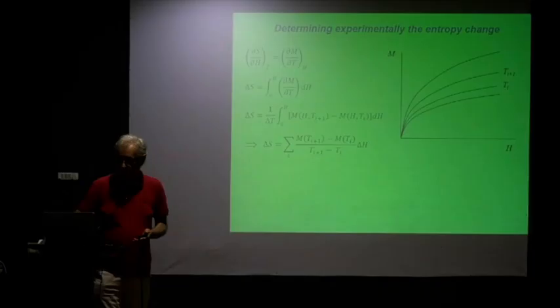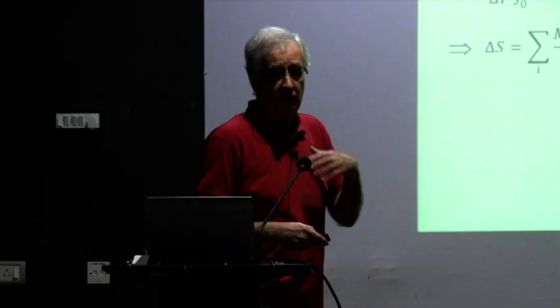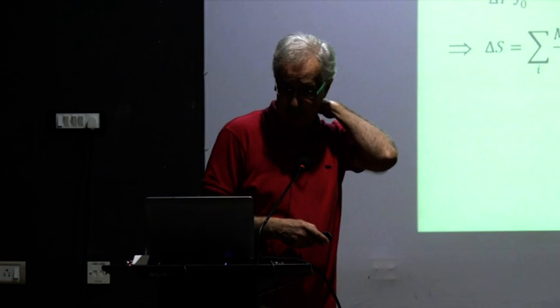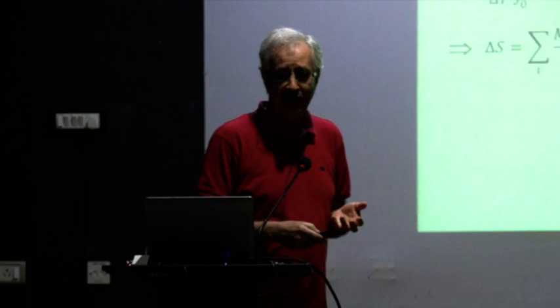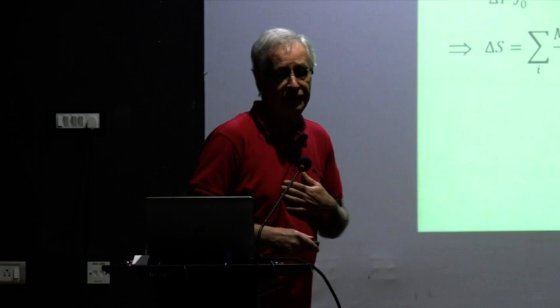Now, more generally, if we want to determine entropy changes from the magnetization, then we have to know the relationships between the entropy change and the magnetizations. So these are some basic thermodynamic equations, Maxwell's relationships, which tell us that the field derivative of the entropy at constant temperature is the temperature dependence of the magnetization at constant field. Okay, this is our starting point, so to speak.